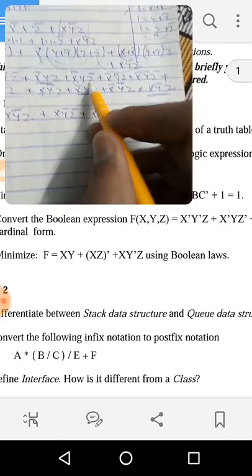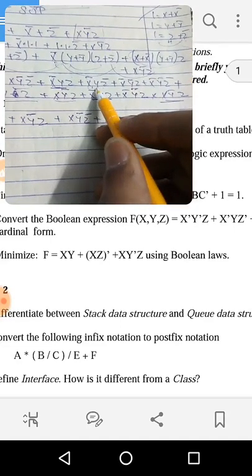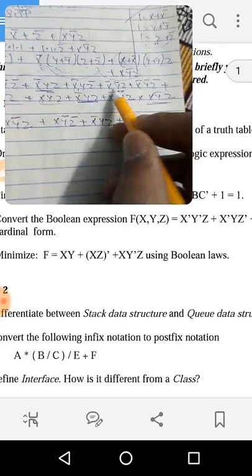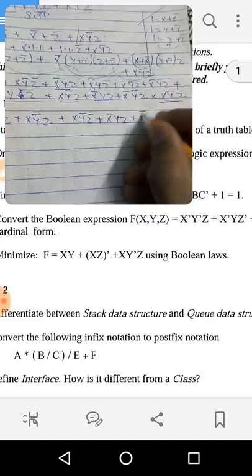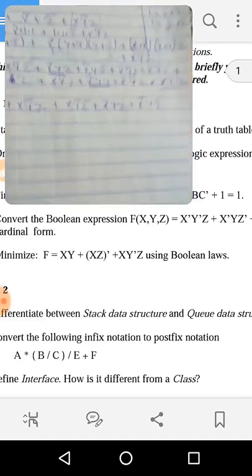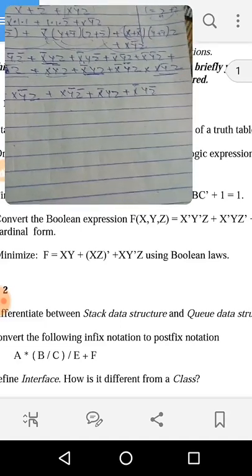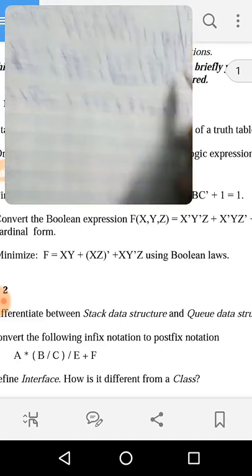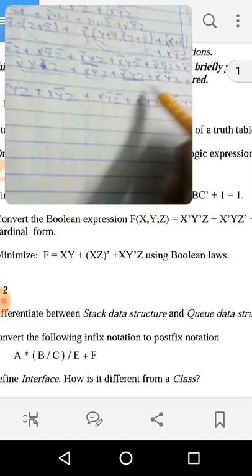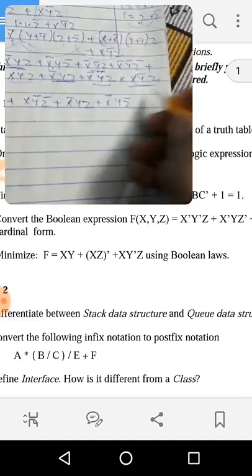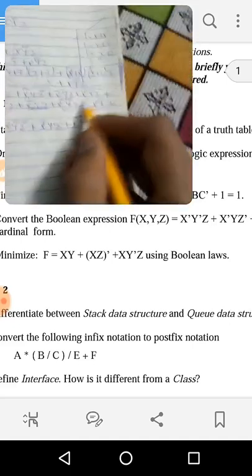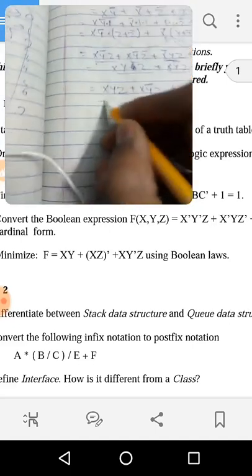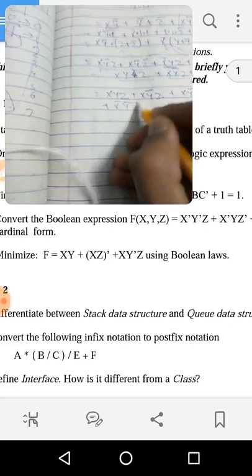Then x bar y z bar, x bar y z bar, since it is also not repeating. So x bar y z bar, x bar y bar z, x bar y bar z here and here, plus x bar y bar z, and then the last term plus x bar y bar z bar.